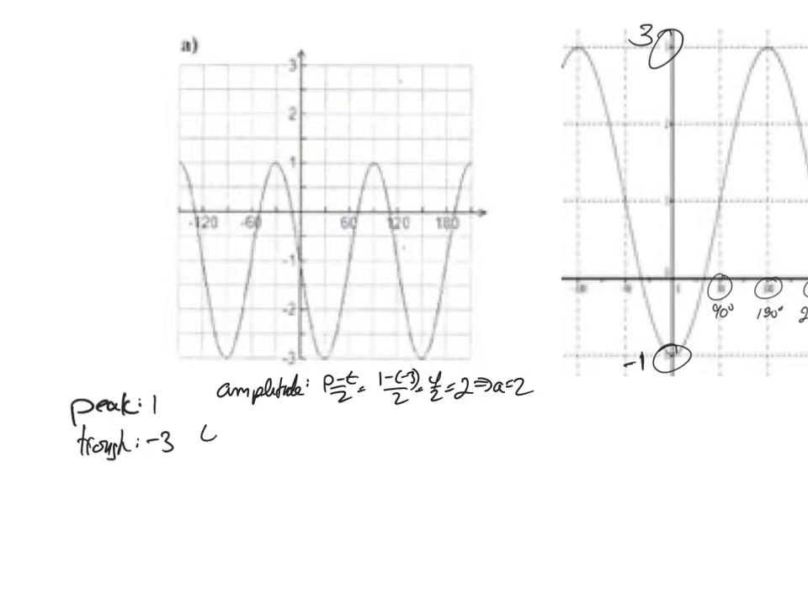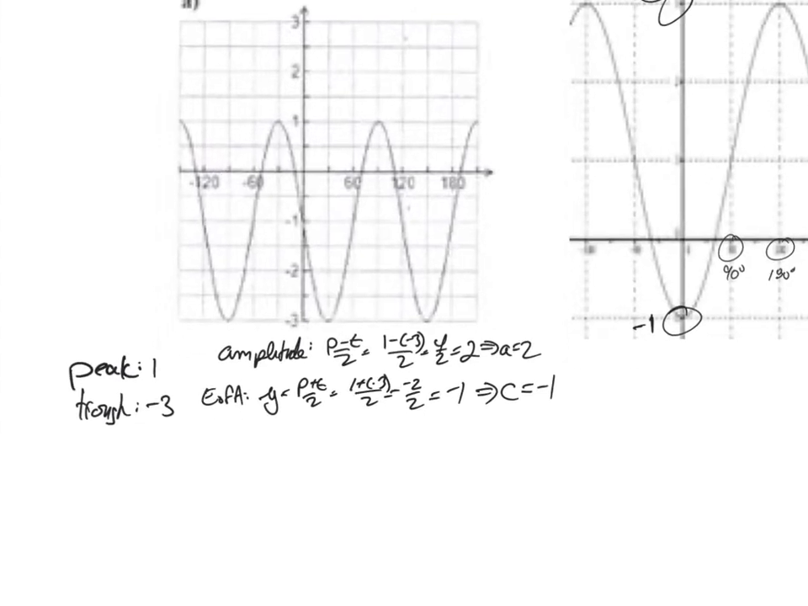Next one we're going to do is the equation of axes. And we said that it's going to be y is equal to peak plus the trough over 2. So in this case, it's going to be 1 plus minus 3 over 2, which is equal to minus 2 over 2, which is minus 1. In our equation, that maps to our c value. So immediately, just from the peak and trough, we got our a value and our c value.